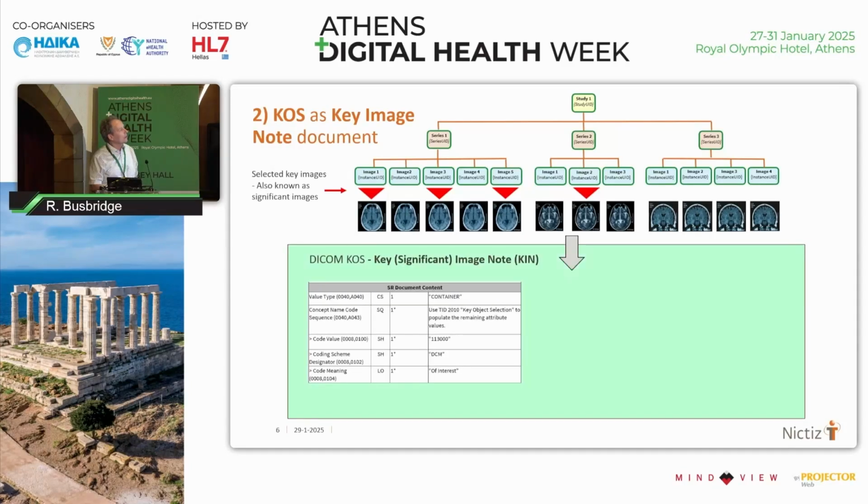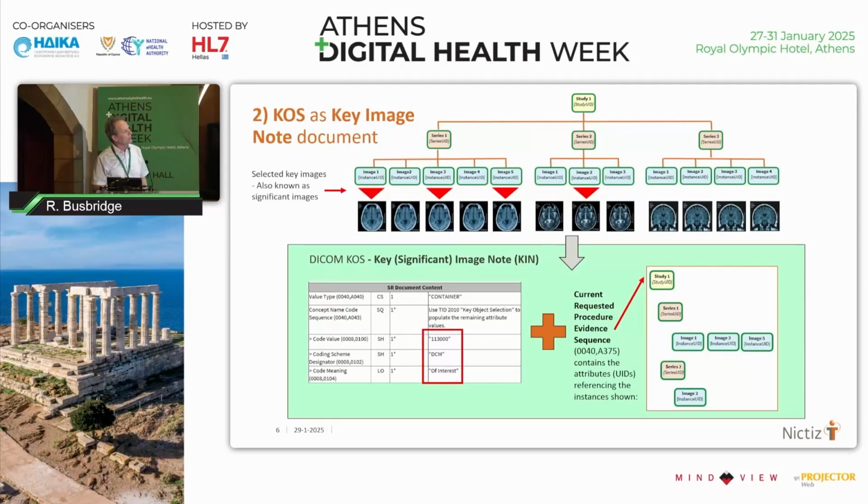And essentially, you do exactly the same thing. This time, the title of the COS is given as a COS describing images of interest. So it becomes a key image note. And here we then include the unique identifiers of the images that are of key, of significant interest to us.